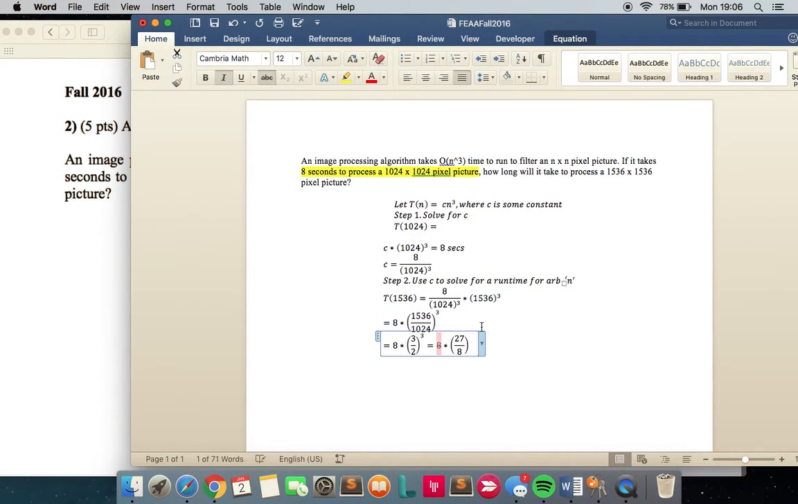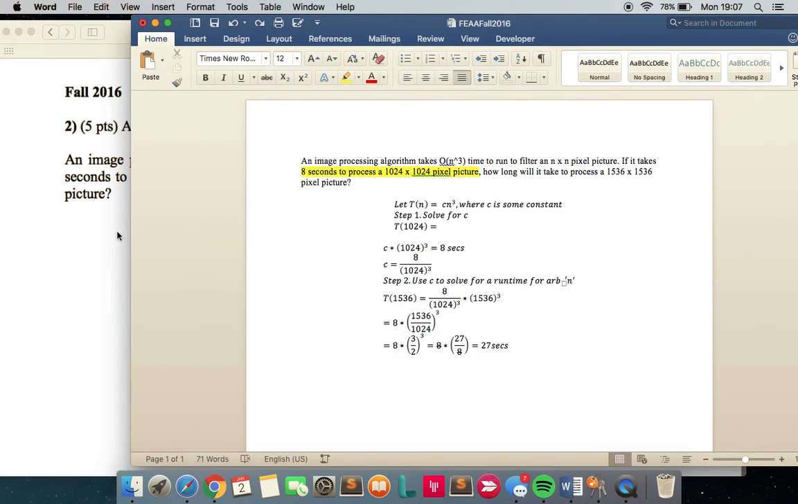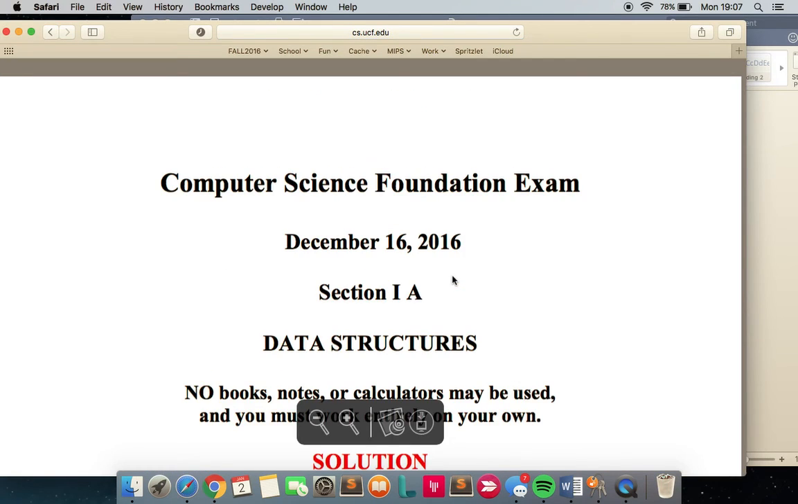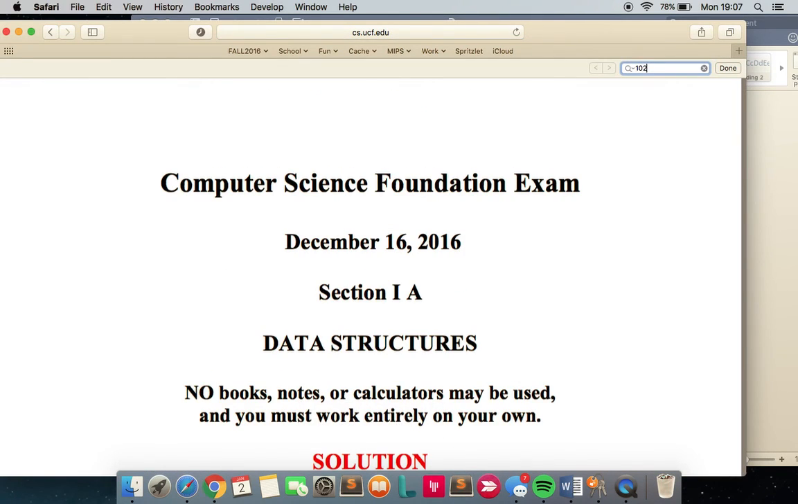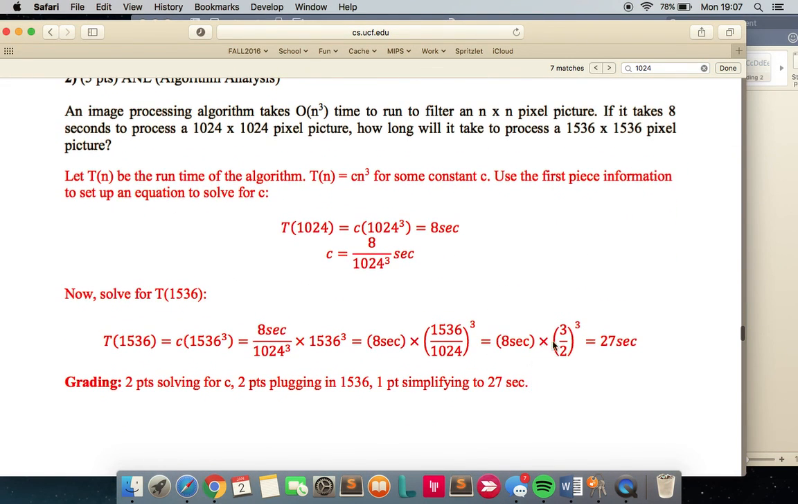And our 8 cancels out. I was being really sloppy with my units, but seconds is the only unit in this equation here. So 27 seconds is your final answer. Boom. Okay, yeah, so 27 seconds. And let's double check. Yep, there we go, 27 seconds.